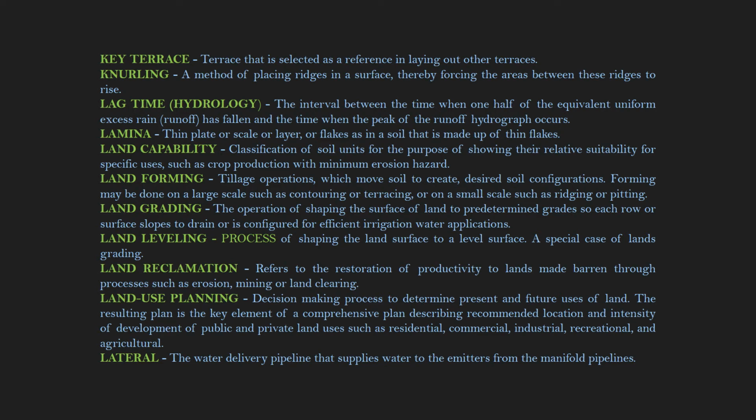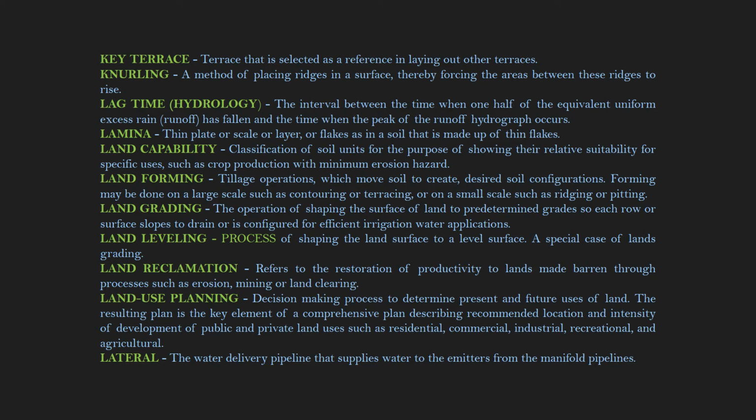Forming may be done on a large scale such as contouring or terracing, or on a small scale such as ridging or pitting. Land grading: the operation of shaping the surface of land to predetermined grades so each row or surface slopes to drain or is configured for efficient irrigation water applications. Land leveling: process of shaping the land surface to a level surface, a special case of land grading.